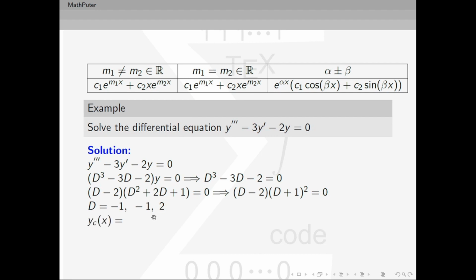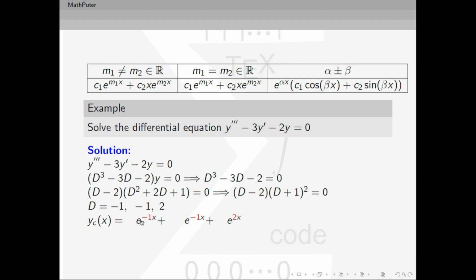So the final solution, e raised to minus 1x. Again we have e raised to minus 1x and we have e raised to 2x, right? Because in the real part we have e raised to m1x, e raised to m2x, right? Actually, there is no x here. This is only c1 e raised to m1x plus c2 e raised to m2x.